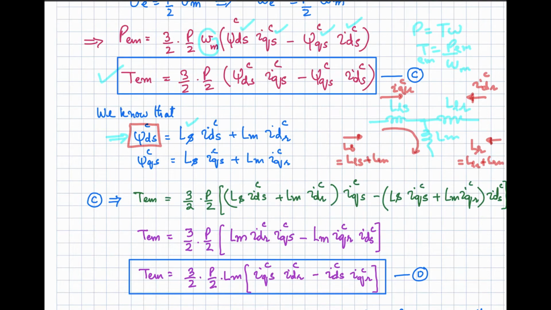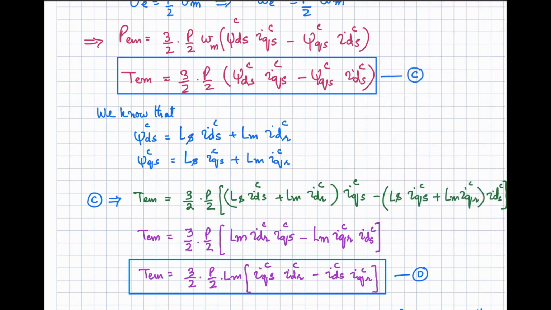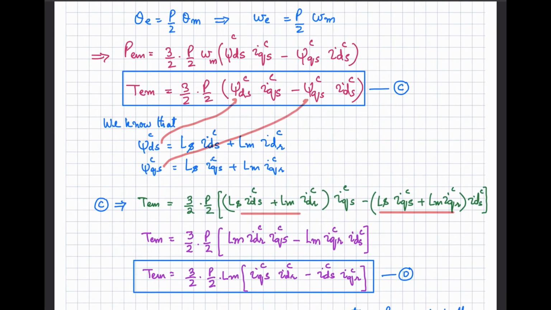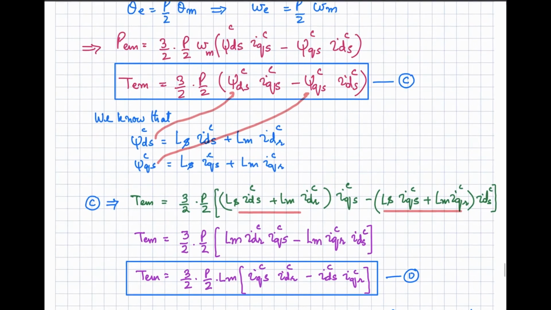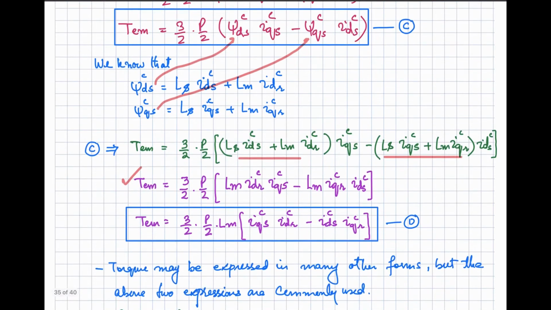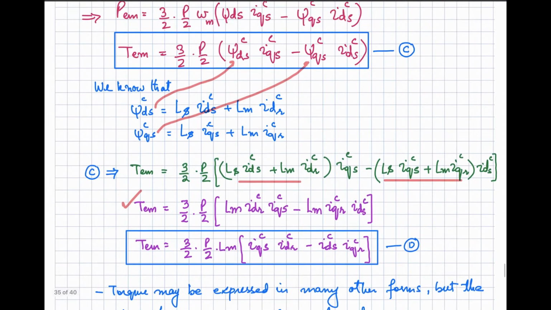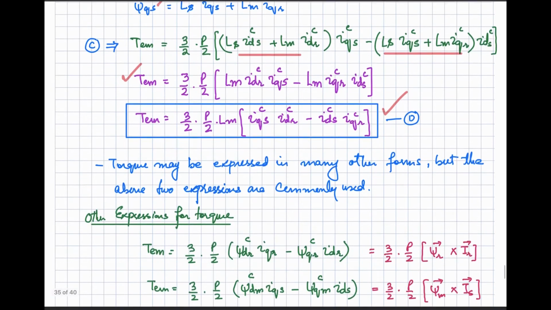So now you can use these equations, phi ds over here and the phi qs over here, and you can write the torque equation like this. If you simplify you will get this equation: 3 by 2 into P by 2 into Lm into Idr Iqs minus Lm Iqr Ids, and taking Lm common out you can write it like this. So you can represent your torque with the help of this equation, or you can represent your torque with the help of this equation.